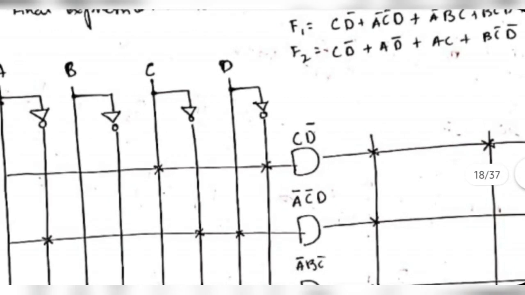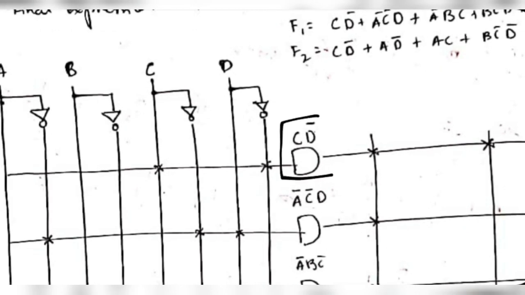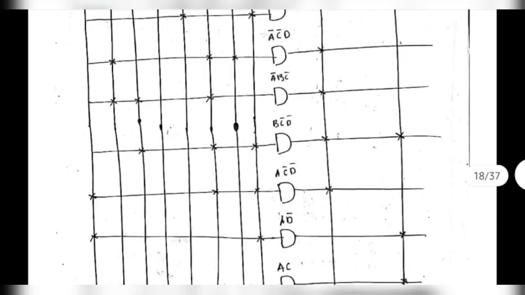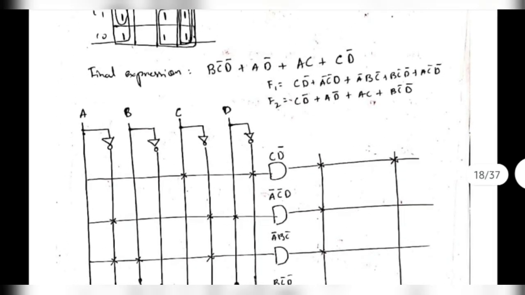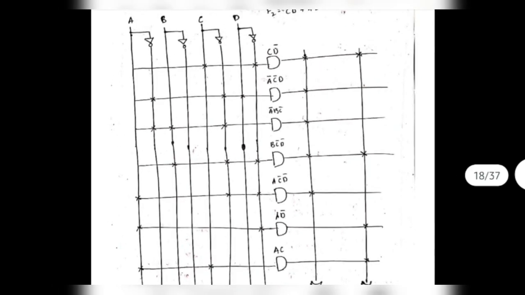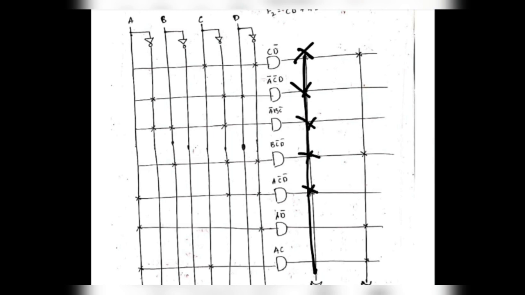What you are supposed to do here is, see here, the first term is C D dash. So C is this one, you will make a cross here, and then D dash is here, so you will make a cross here, and this will be connected with this one. Similarly you will do for all these terms. F1 has these terms, right? So for these terms you will make a cross mark here. For those terms which F1 has, those will be marked as X and connected to F1. Similarly for F2 also you need to do the same.